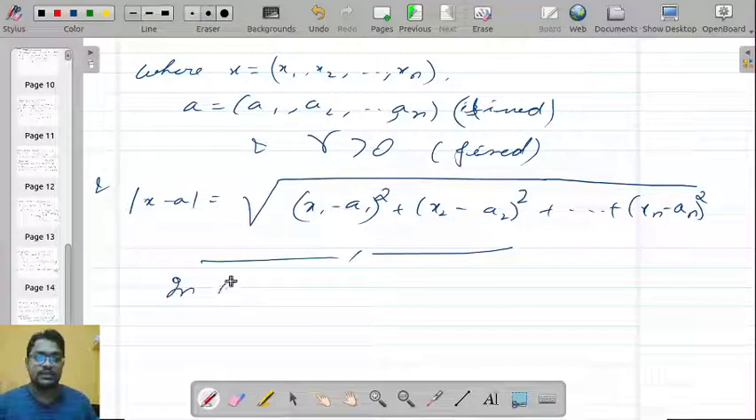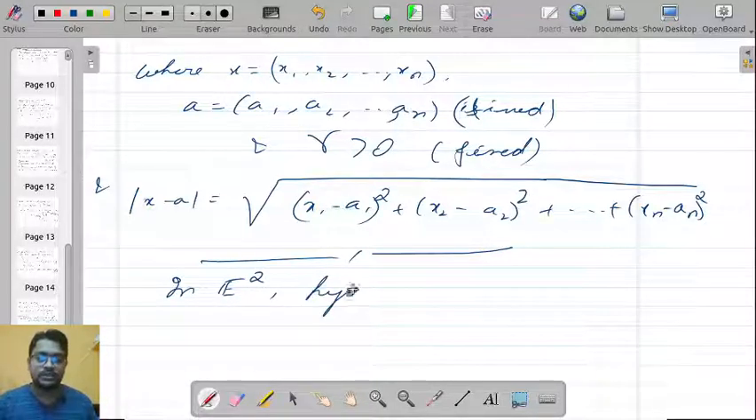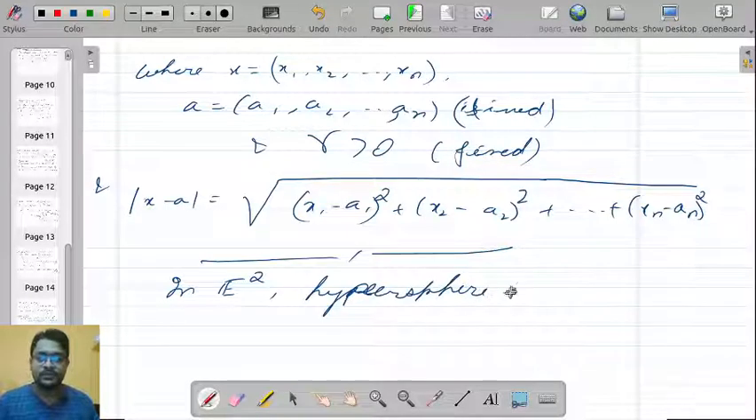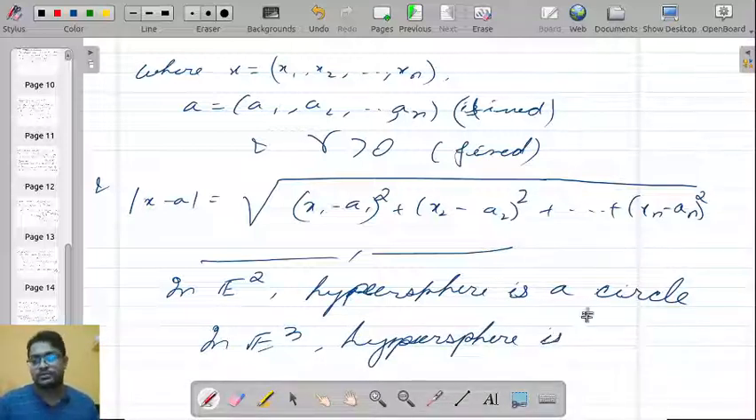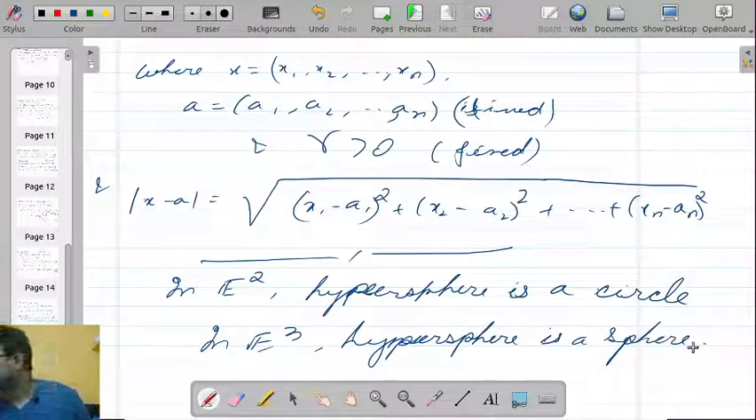So in E2, a hypersphere is a circle. In E3, a hypersphere is actually a sphere.